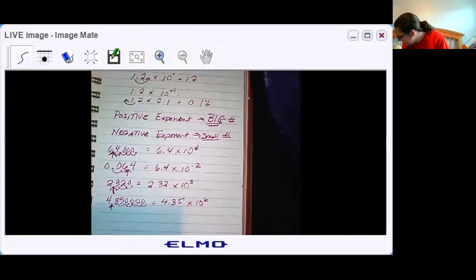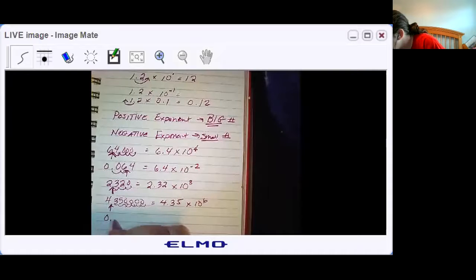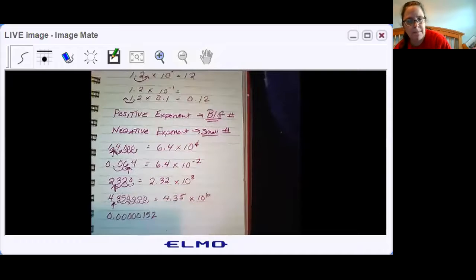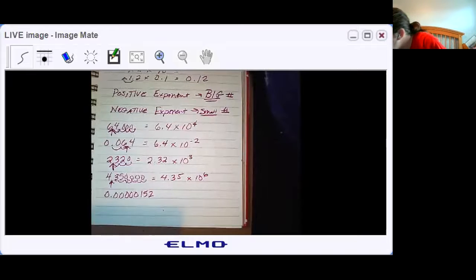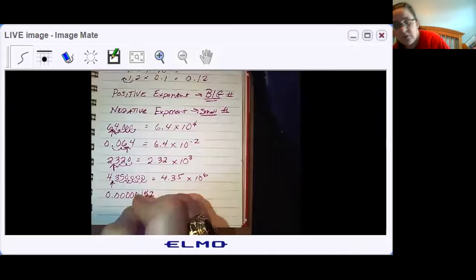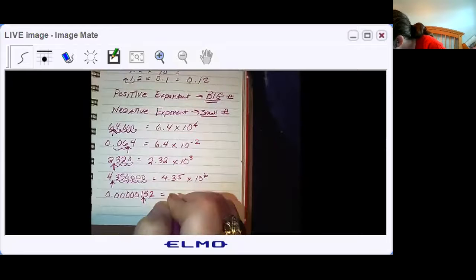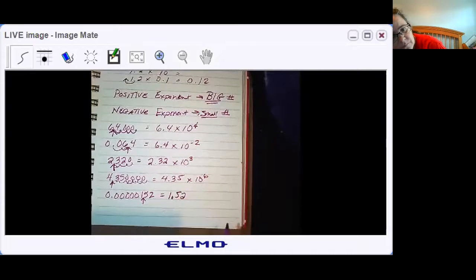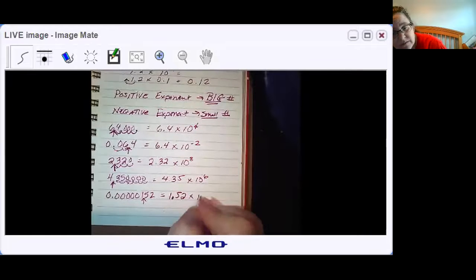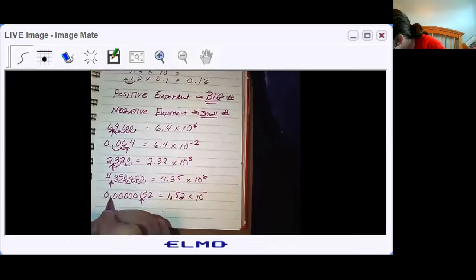If I have, I don't know, let's see, 0.000000152. Okay. Where does my decimal go? It goes between the 1 and the 5, because that puts one number in front of my decimal. Now, this is a little number, so it's going to have a negative exponent, and the decimal here moved 1, 2, 3, 4, 5, 6 places.